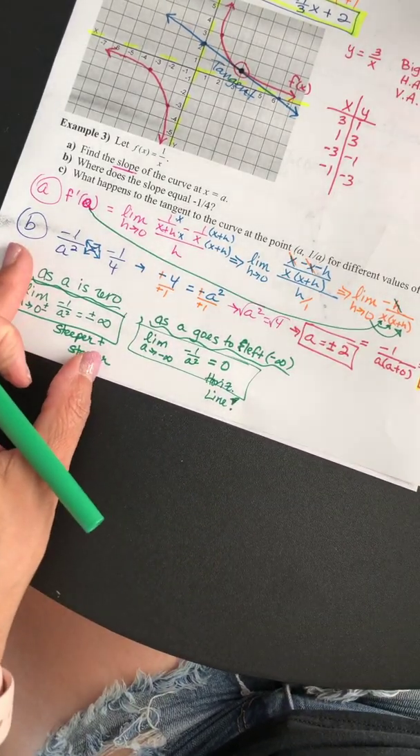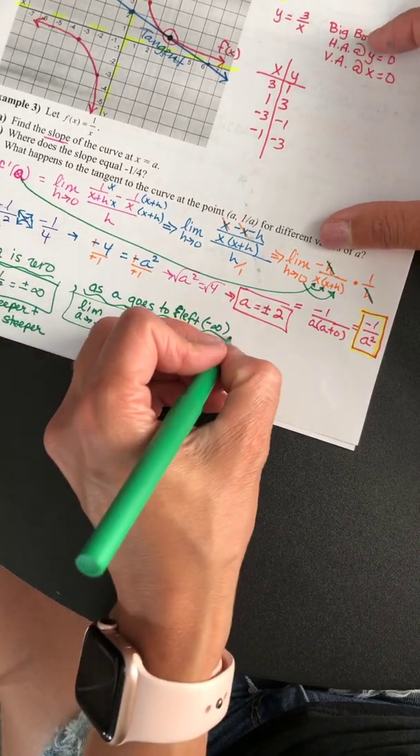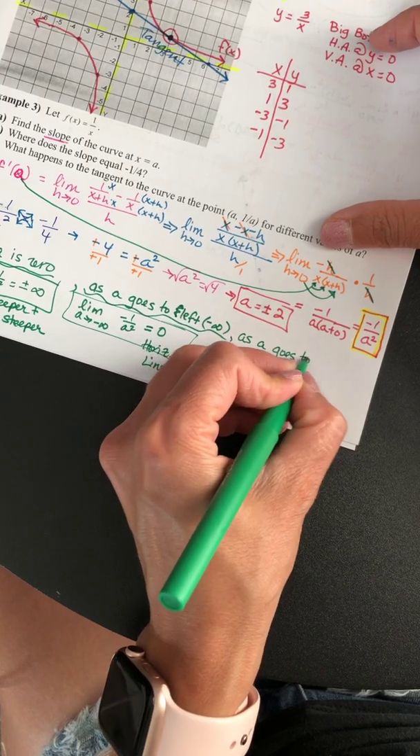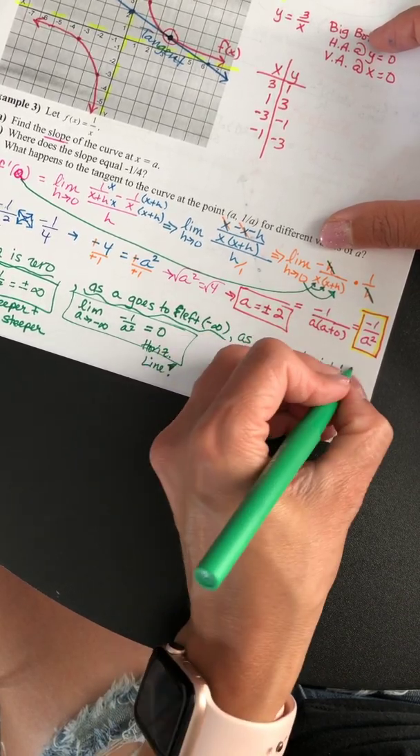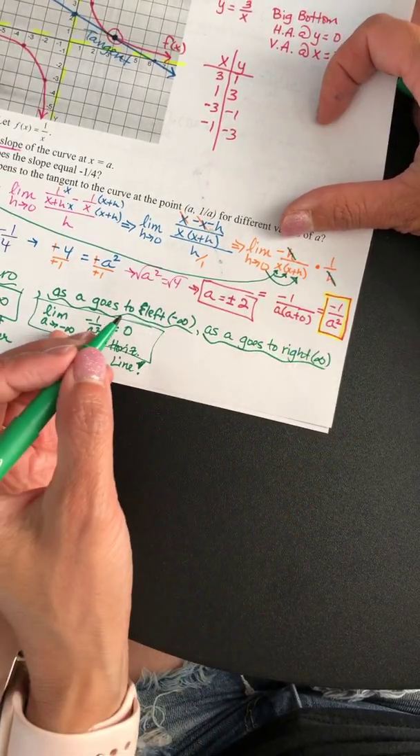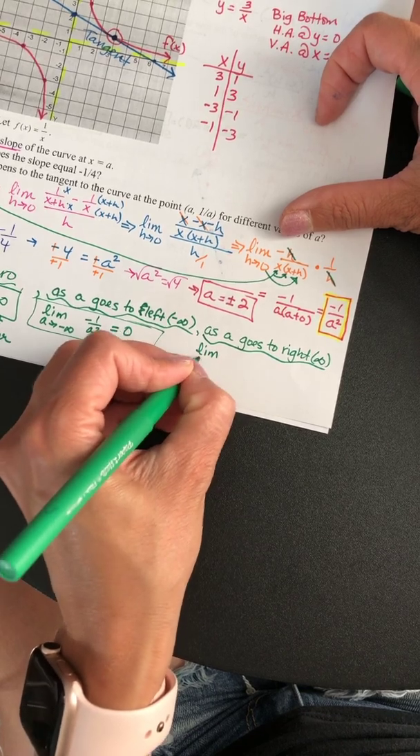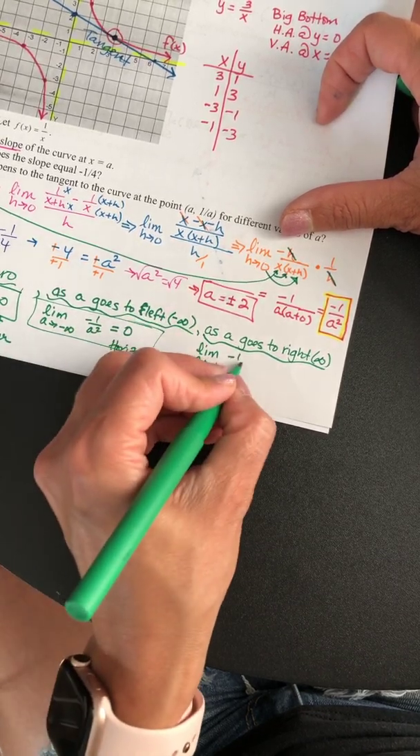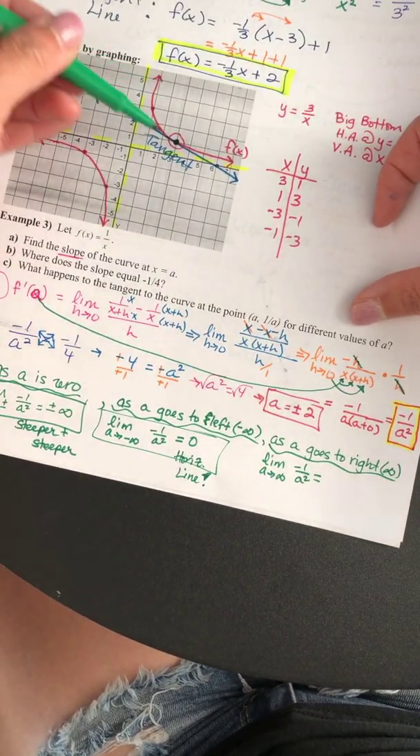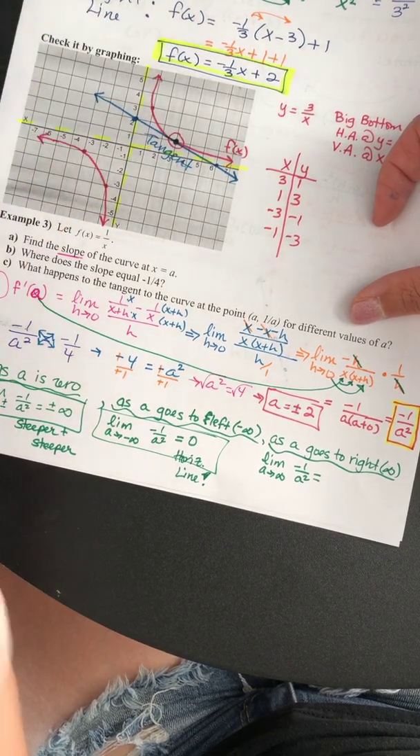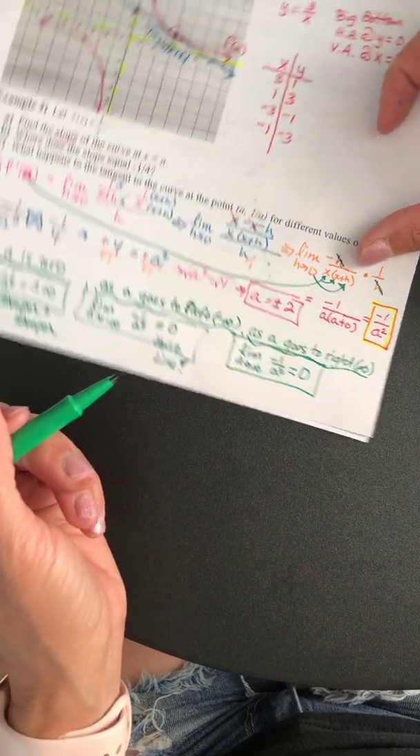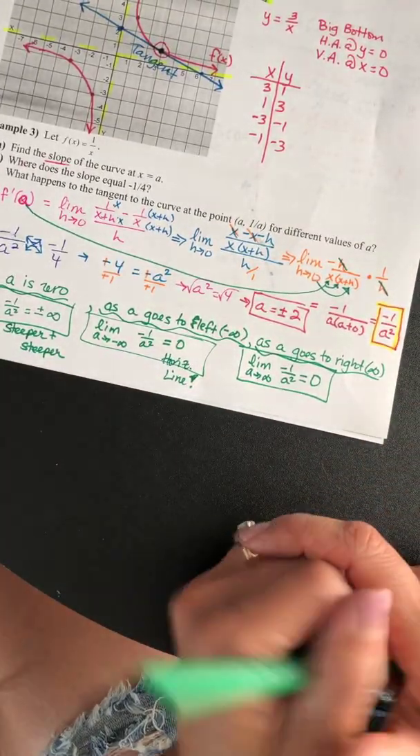Okay. Well, if we're looking as a goes to the left, we probably should look as a goes to the right. And if we're going to the right, that means we're going to positive infinity. So that would be the limit as a goes to infinity of negative 1 over a squared, which is going to positive infinity. It's also approaching that y value of 0, so it's also going to be a horizontal line. The slope will be a horizontal line at that point.